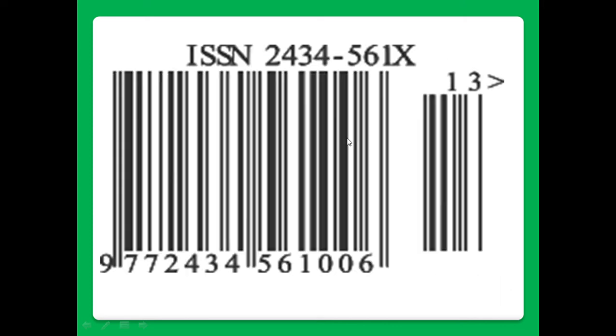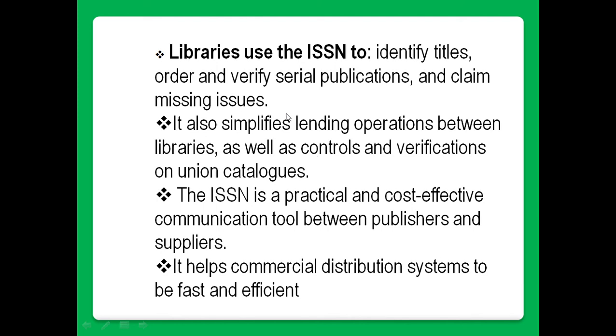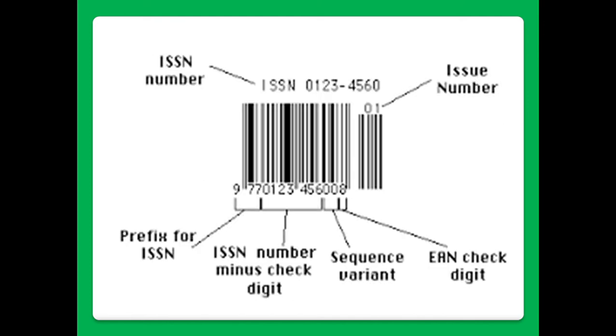So as an example, I have given one sample also. Why do we need it? It is nothing but, I told you, a bibliographical tool. So wherever you want to go, you just type that number, and that will be reflected. That is a summary libraries can get easily, and you can just update the files and establish the thing. So libraries use the ISSN. Why are libraries using it? To verify this code. Or they can easily take the books and have control. How many books are there? What are the books that have gone? That can be easily seen.